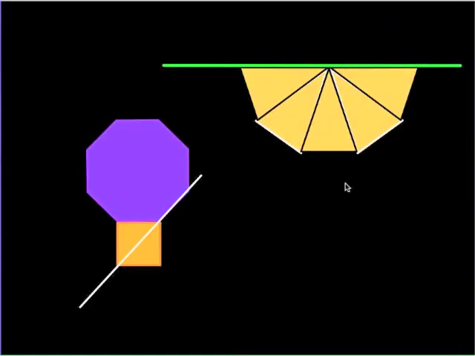Two other examples I'm going to show you right now. Let's start with this one right here, and for this one we're going to use a straight line.